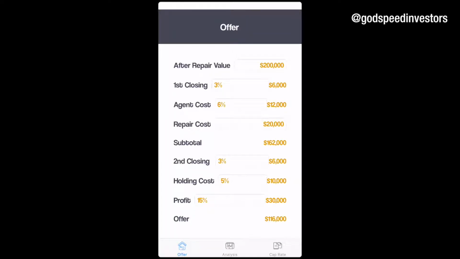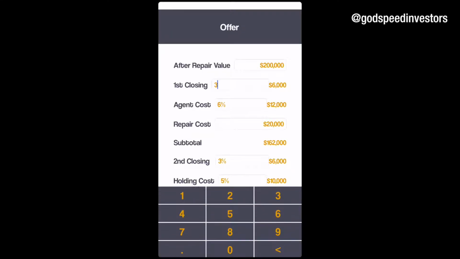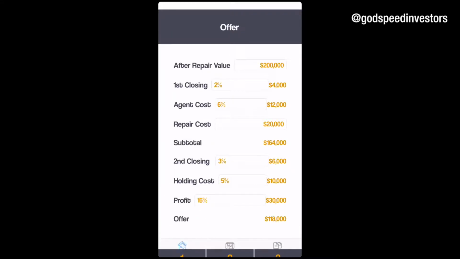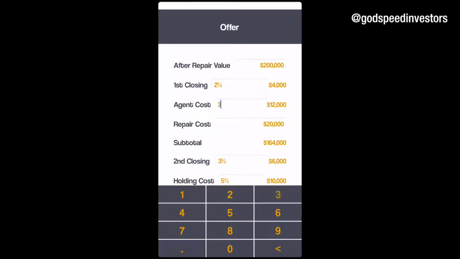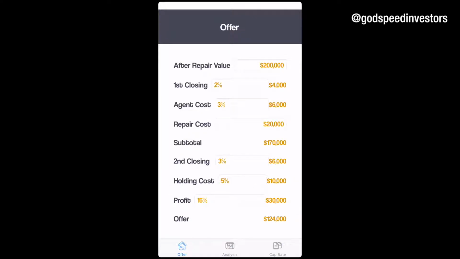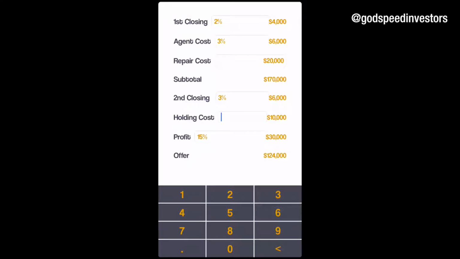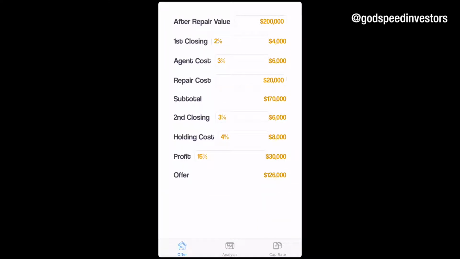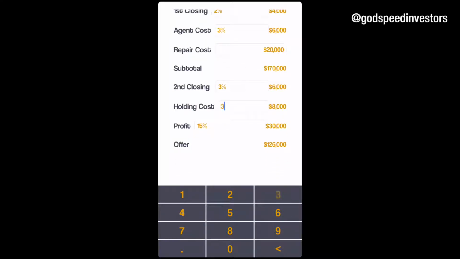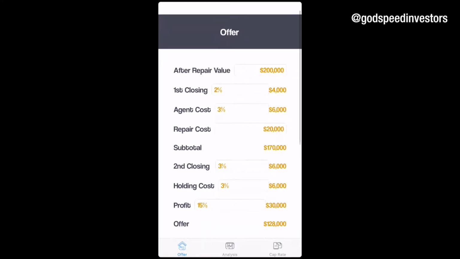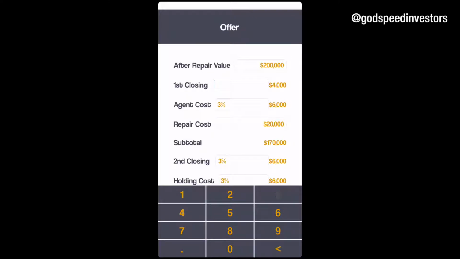Now you can always change the things depending on where you're at. Maybe your closing cost is less. Maybe you don't pay the buyer's agent when you're selling the property. Maybe the houses sell faster, so your holding cost is less. You know, there's a whole myriad of things. Maybe you get your money better, or you're using straight cash.